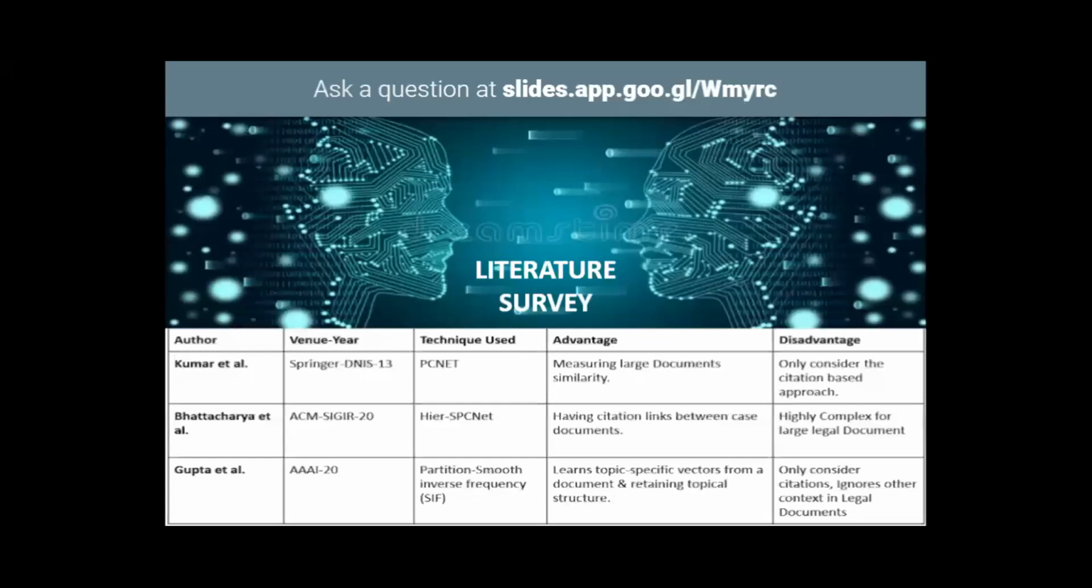In 2020, Bhattacharya introduced a model called Hier-SPCNet, which considered the hierarchical version of the statutes of the network, but the performance was affected due to the large size of the legal documents and it ultimately fails to capture the important concepts. Now comes the PISF model, which is partition smooth inverse frequency. It will improve legal document summarization using graphical modeling.